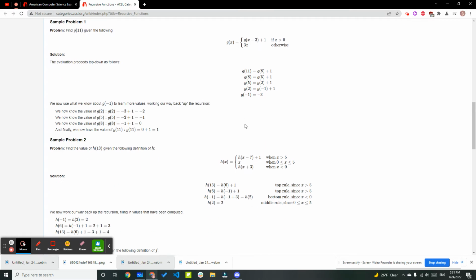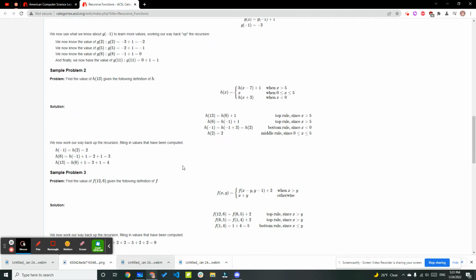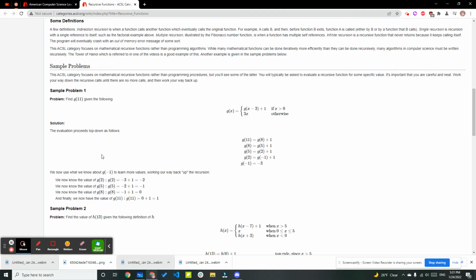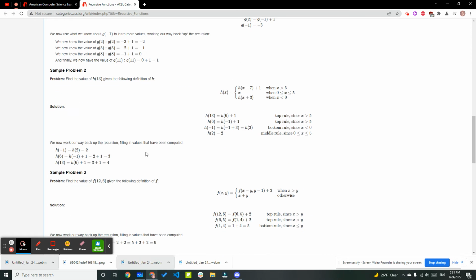And you see on the website, they do the same thing. They slowly narrow down and get g of -1, and then they simply plug it in and get back to the top to g of 11, which is what you're looking for, and that's equal to 1. Very simple. Let's move on to the next.